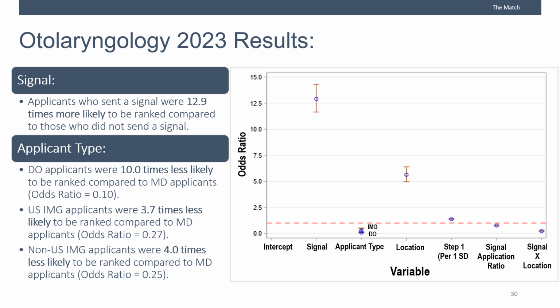For our MLM results, for the signal predictor, applicants who sent a signal were 12.9 times more likely to be ranked compared to those who didn't send a signal. Breaking it down by applicant type, DO applicants were 10 times less likely to be ranked compared to their MD peers. US IMG applicants were 3.7 times less likely to be ranked compared to their MD peers, whereas non-US IMG applicants were 4 times less likely to be ranked when compared to their MD peers.